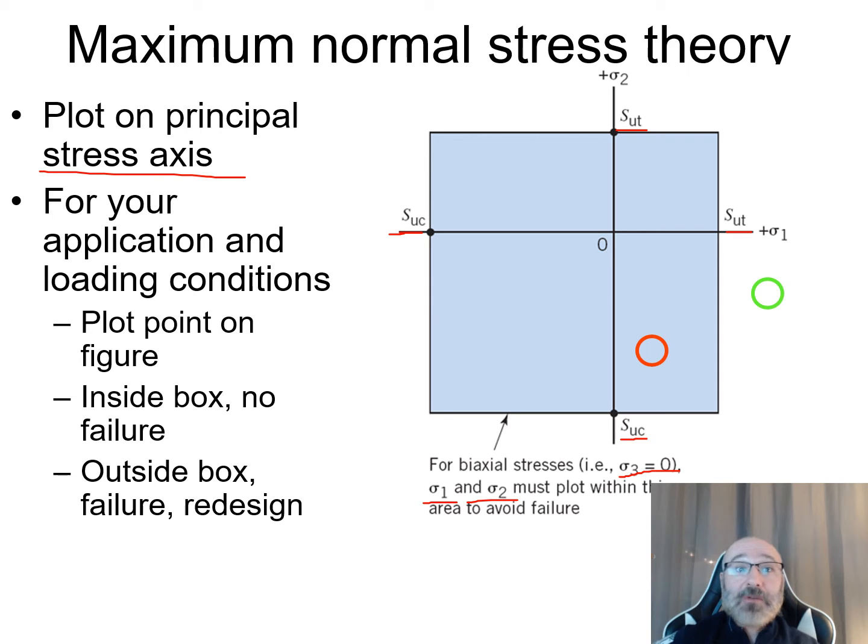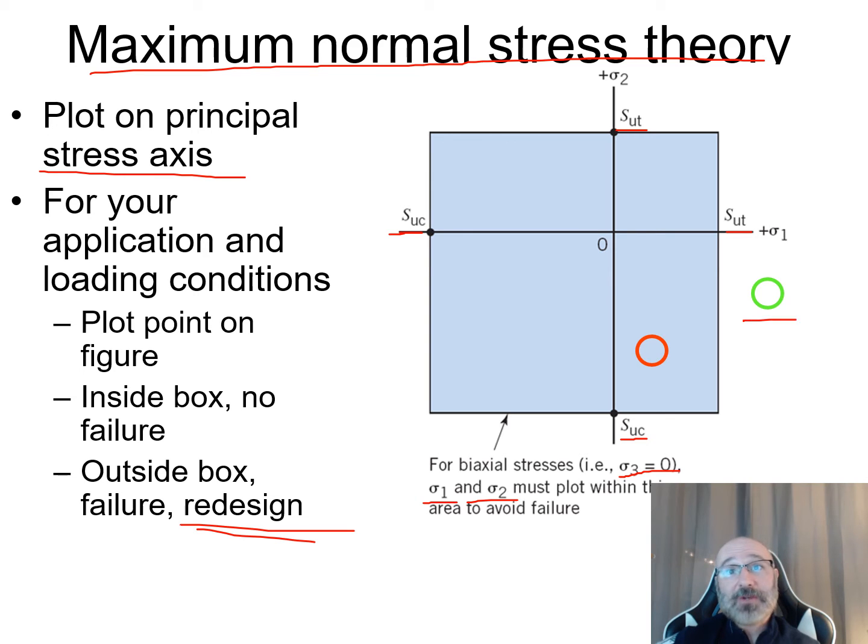But if we're outside of the box, then there is failure, and that's where, again, we want to go back and redesign. So this is why I like this. It's a quick graphical representation that we can utilize, using maximum normal stress theory, to determine that maybe I need to redesign it. A redesign could be dimensions, material, or loading, all those things that we talked about in the design process.